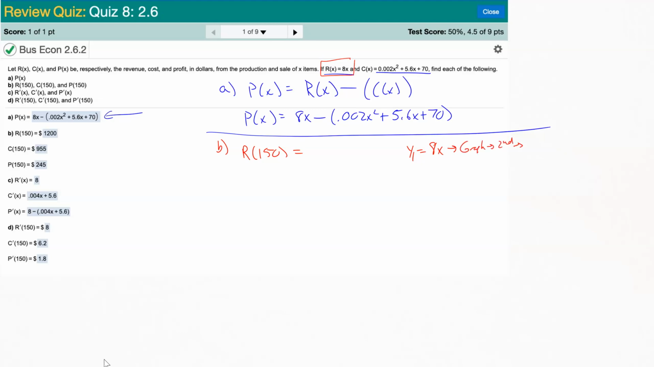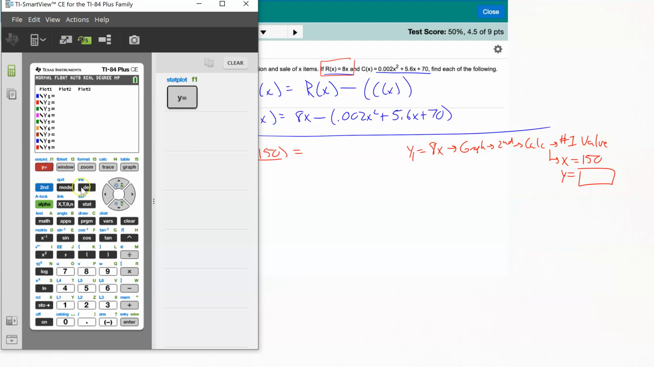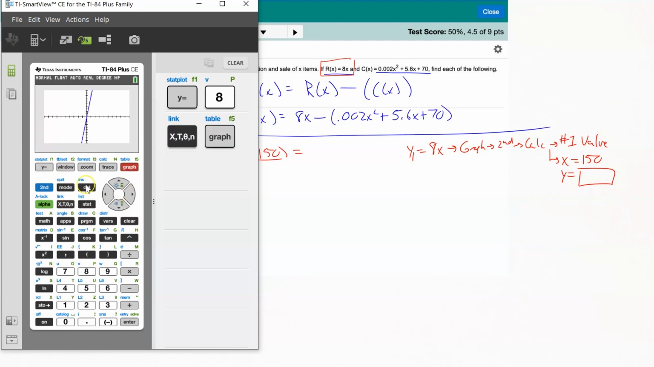And then I'll do a second calc, and inside that calc menu, I'm going to choose number 1, value. It'll ask me what X value I care about, and then I'm just going to type in the 150, and whatever the Y comes out as, that's going to be my answer. So I open the calculator, go to my Y equals, type in that 8X, graph it, and hit second calc value.